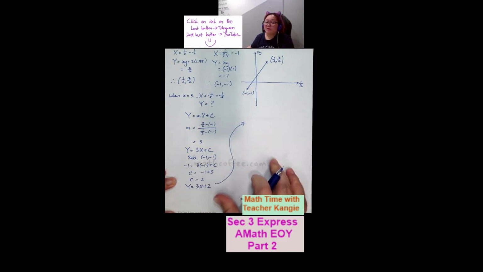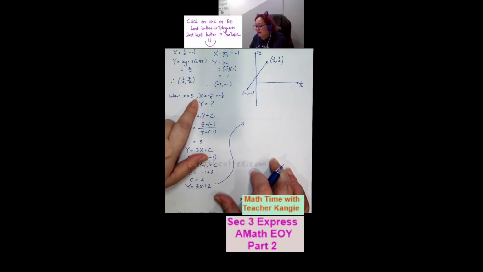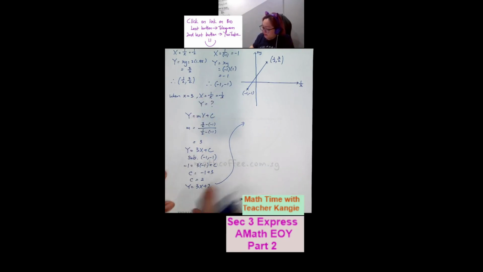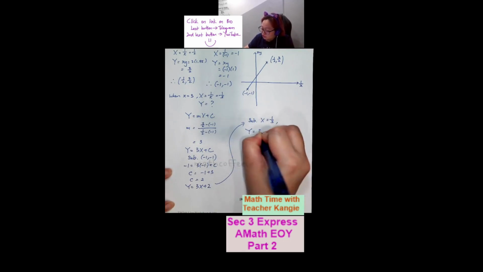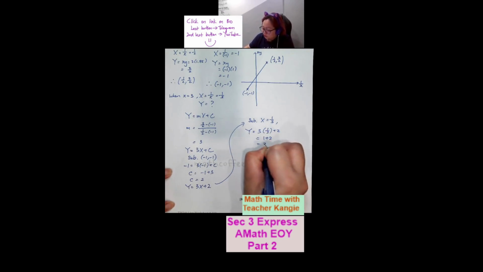Not done yet. We have finally found the equation of the line. Remember, our objective is to find out what the big Y is when my big X is 1/3. So with this, I simply need to substitute X equals 1/3. My Y is 3 times 1/3 plus 2, which is 1 plus 2, which is 3.